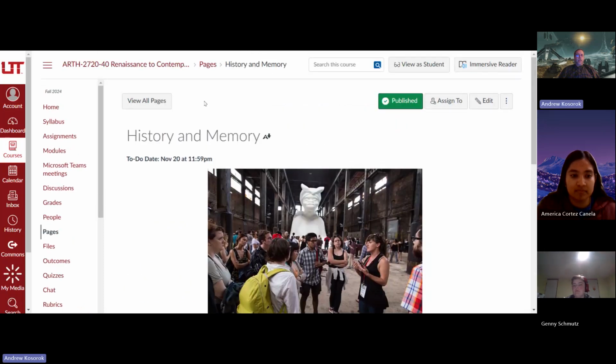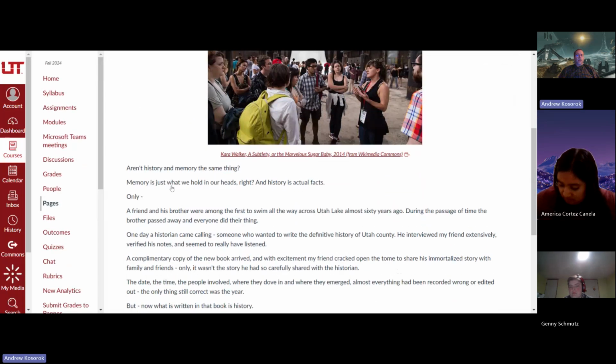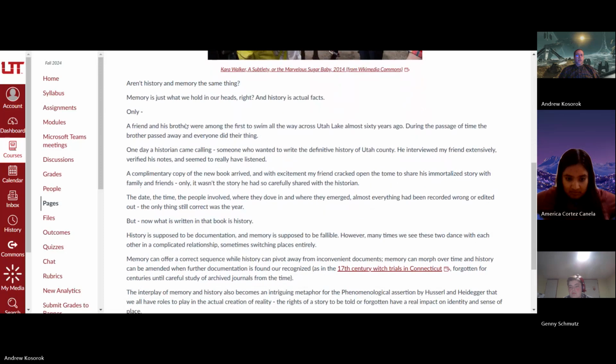So this module talks about history and memory, and there is a very significant difference. I think memory, for the most part, is going to be a lot more personal than history, and history references documentation, and so it's given more weight as opposed to just memory. And it doesn't have to be actual facts. Like this story, I remember this.